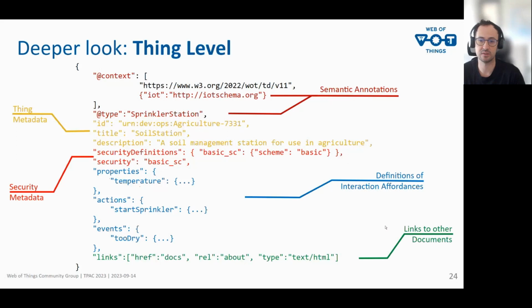And finally, you can also create a complex web structure of things, thing descriptions, thanks to the link field. Again, as usual in the web paradigm, you can link other documents. You can, for example, here we are linking the documentation for these sprinkler stations.